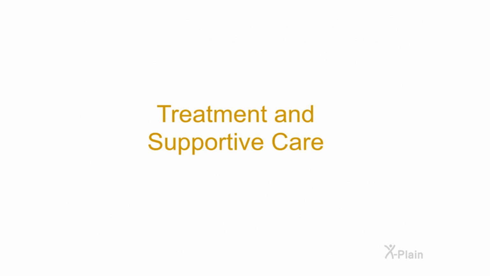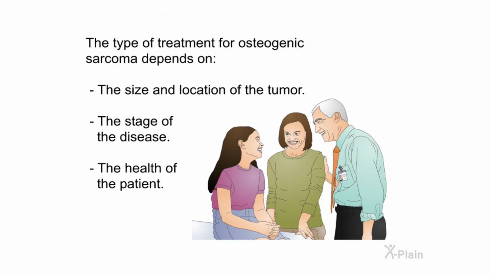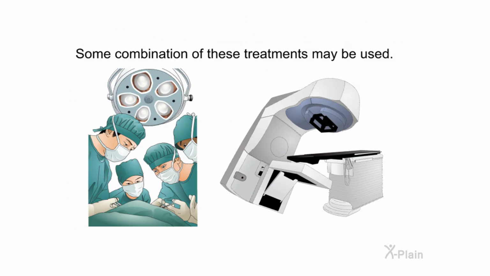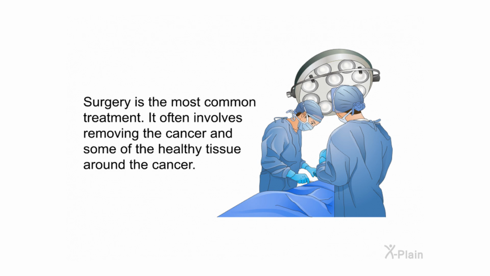Treatment and supportive care. The type of treatment for osteogenic sarcoma depends on the size and location of the tumor, the stage of the disease, and the health of the patient. Treatment for osteogenic sarcoma may include surgery, radiation therapy, chemotherapy, stem cell transplant, targeted therapy. Some combination of these treatments may be used. Surgery is the most common treatment. It often involves removing the cancer and some of the healthy tissue around the cancer.